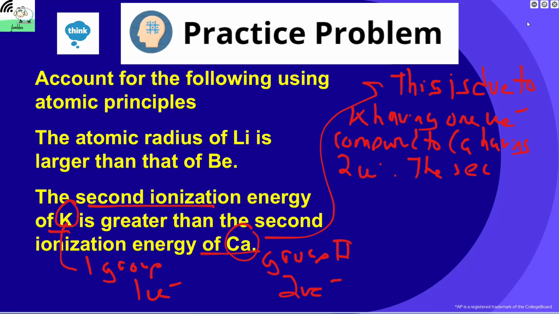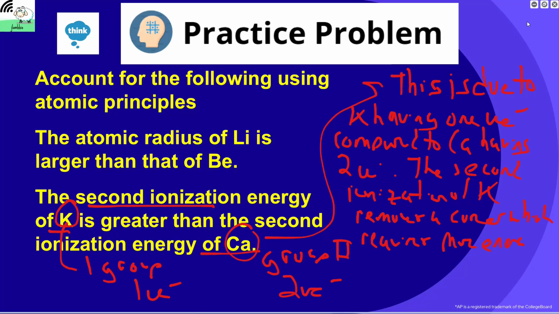The second ionization of K removes a core electron, which requires more energy to remove than the second valence electron of calcium.